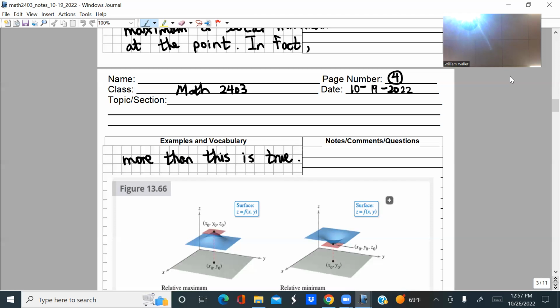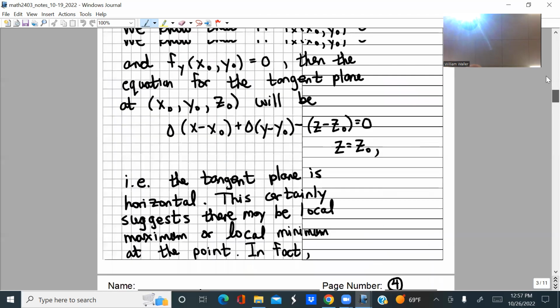Summary is okay. We look for valley points on a surface, peak points on a surface. We've got to find their tangent planes, and places where tangent planes are horizontal are called critical points on the surface. The definition I skipped over just a moment ago is exactly that definition.